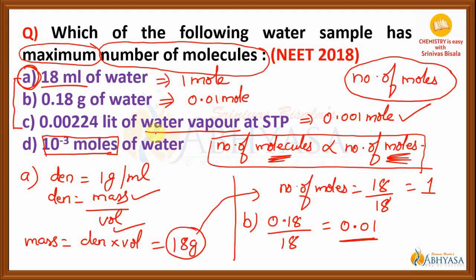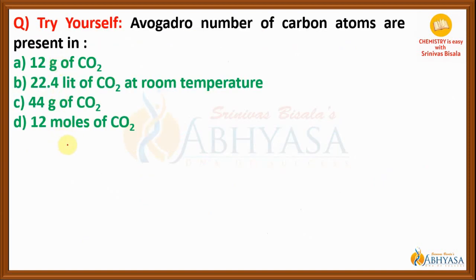Now it's time for you to solve your numerical. Here it is. From the given 4 options, you need to find out where we come across Avogadro number of carbon atoms. You need to find out in which case Avogadro number of carbon atoms is present. Whether it is 12 grams of carbon dioxide, or 22.4 liter of carbon dioxide at room temperature, or 44 grams of CO2, or 12 moles of CO2.